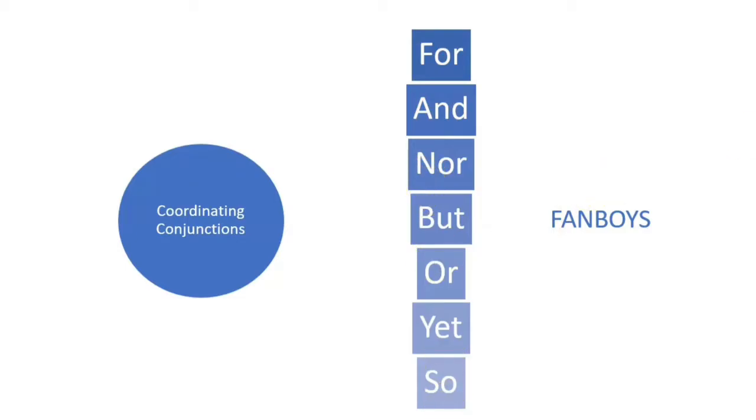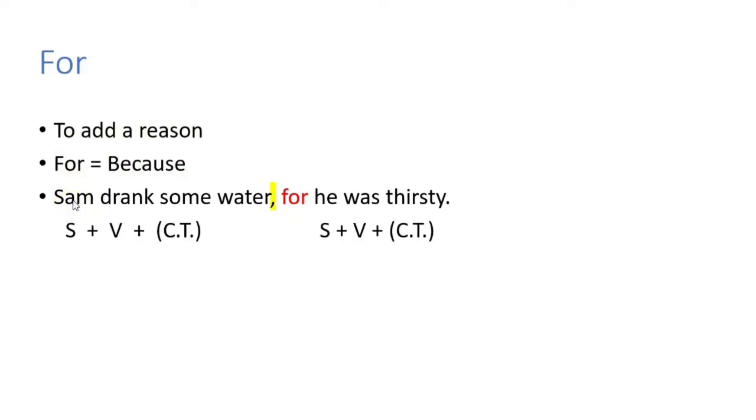FANBOYS. For is used to add a reason. It's almost the same as the word because. For example, Sam drank some water for he was thirsty. He drank some water because he was thirsty. نستعمل for لحتى نضيف سبب كأنه عم نستعمل كلمة because. مثلا Sam drank some water يعني سام شرب بعض المي for he was thirsty لأن هو عطشان.